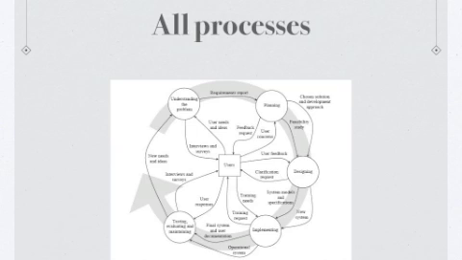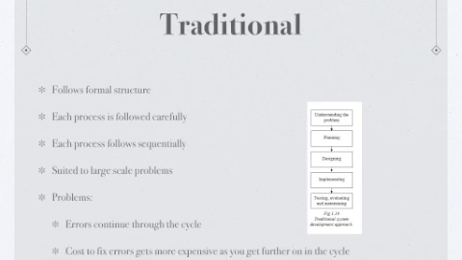The traditional structure is what you would have done in a lot of your assignments, so you would have done a full portfolio. The traditional structure follows a formal structure. So each process follows one after the other sequentially, and each process is followed carefully. So you need to complete the understanding the problem stage before you move on to planning, and planning before you move on to designing. This is really well suited to large-scale problems because if you have a developer leave halfway through the system, then you won't have any problem with somebody picking it up and moving on with it.